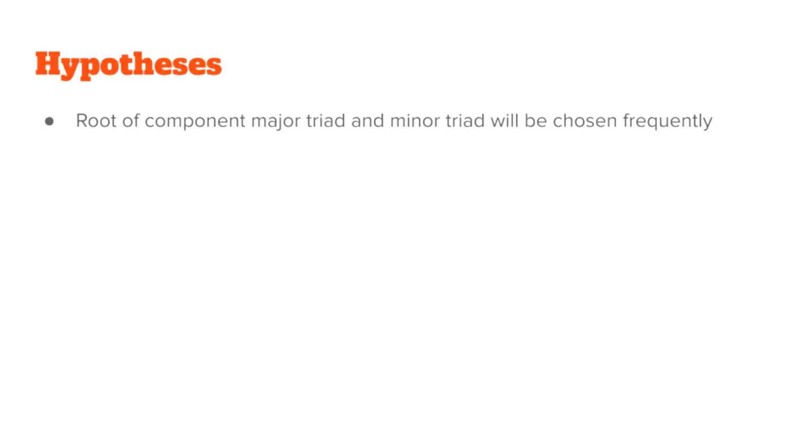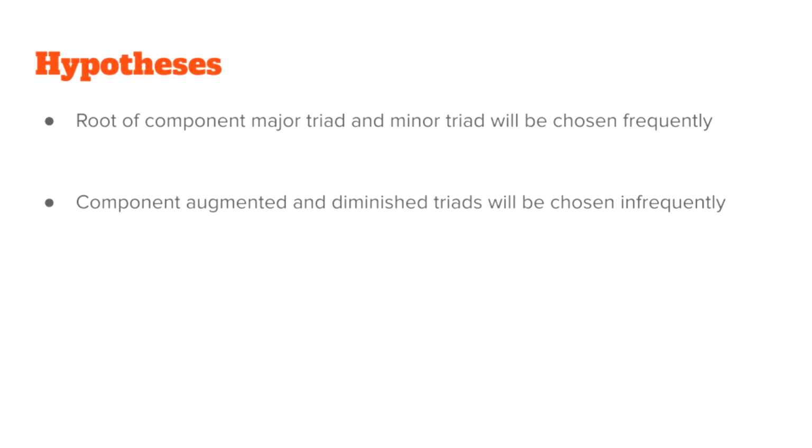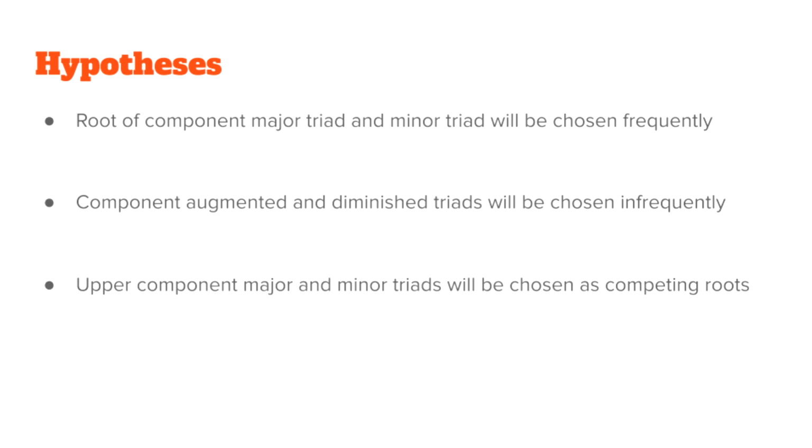This leads to the hypotheses that this study investigated. If the upper or lower component triad is major or minor, its root will be chosen frequently. If the upper or lower component triad is augmented or diminished, its root will be chosen infrequently. If the upper triad is major or minor, these roots will be possible competing roots against the tertian root. The bass note will be chosen more frequently overall.